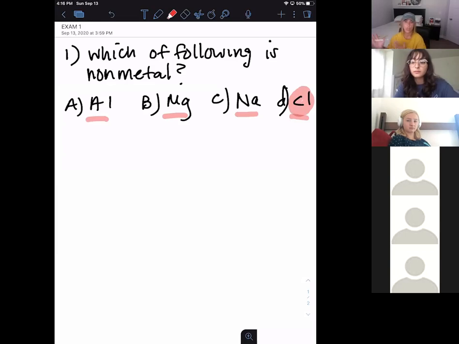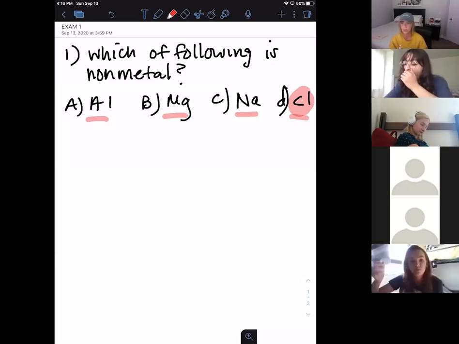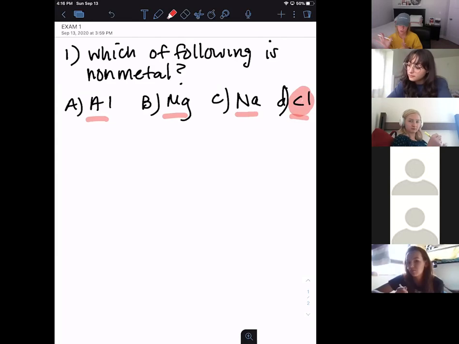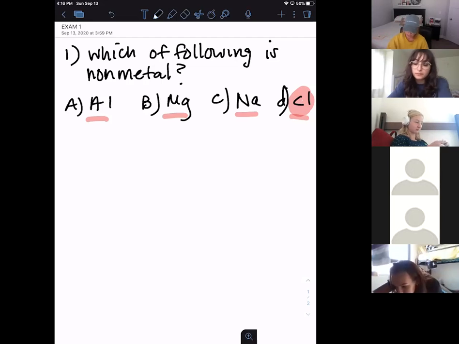Okay, so aluminum, magnesium, sodium, they are all metals. They're also, by location on the periodic table, all very close to each other. That's where they're found. These are all considered metals. Chlorine is a non-metal. That would be a question, and is a question.